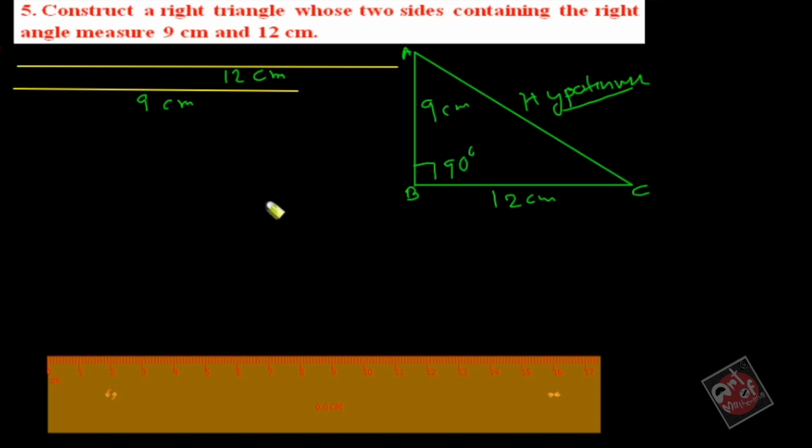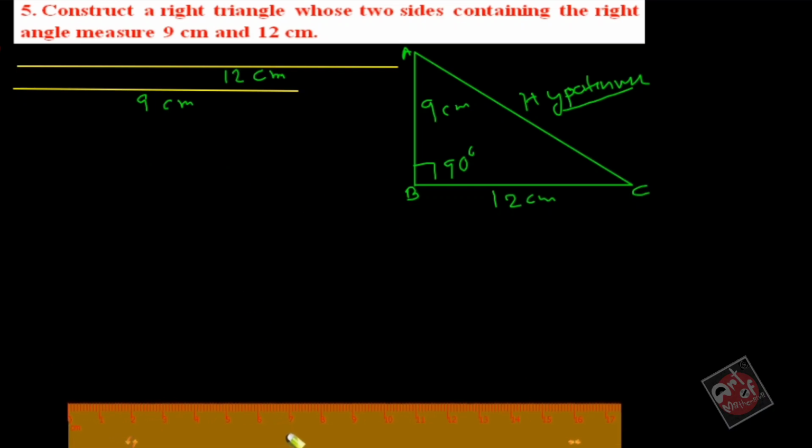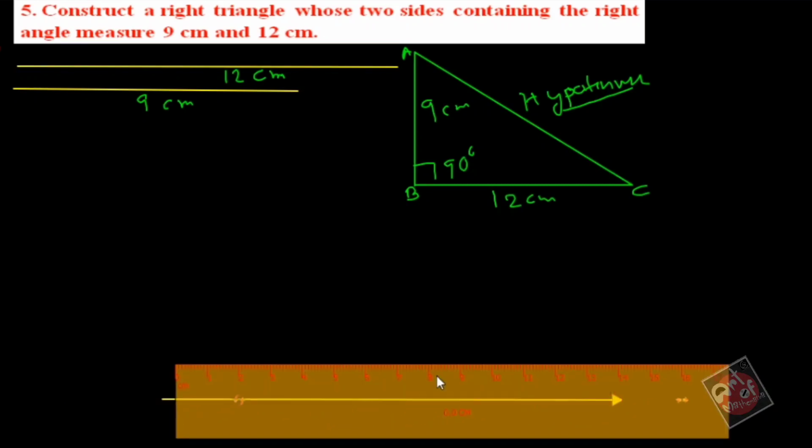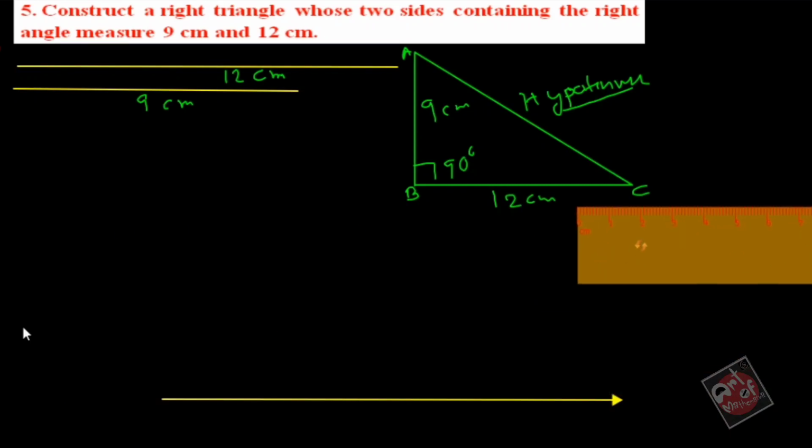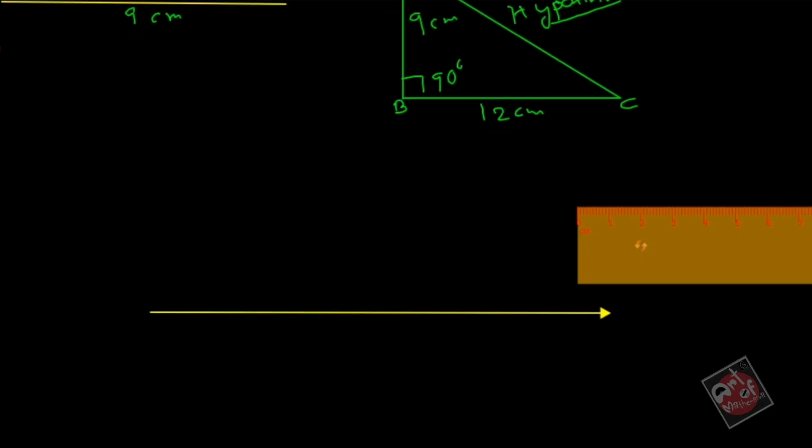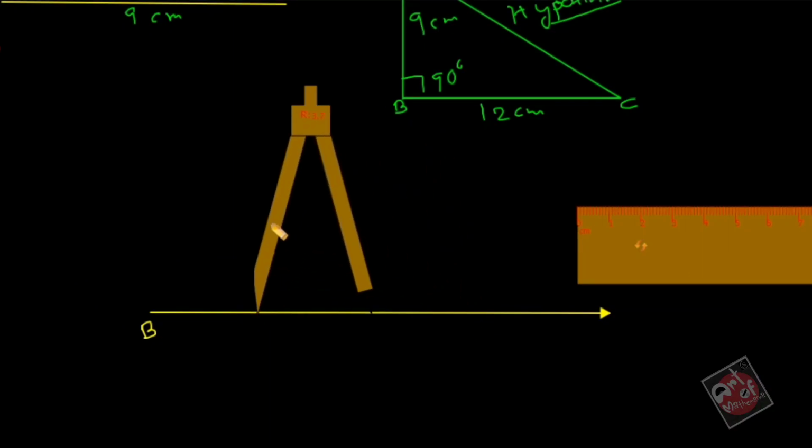Rough work should be there. So here I am going to draw a ray. Any ray I have to take. Suppose this is the ray I am taking. Now I have told you that I have to construct a 90-degree angle. From this point, which should be B, you can see here it is B, so I am going to write this B. From this point draw a 90-degree angle. Construct actually a 90-degree angle.